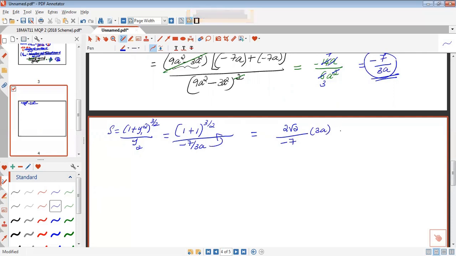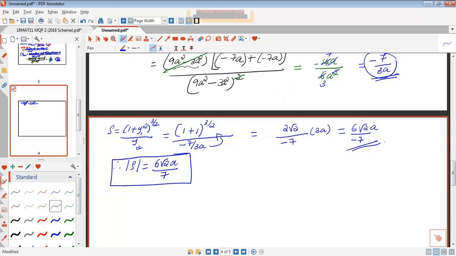The final answer is 6 root 2 a divided by minus 7. But radius of curvature is always positive, so the modulus of the radius of curvature will be 6 root 2 a divided by 7, because 3 2s are 6. Radius of curvature is always positive, so avoid the negative sign. This is your final answer.